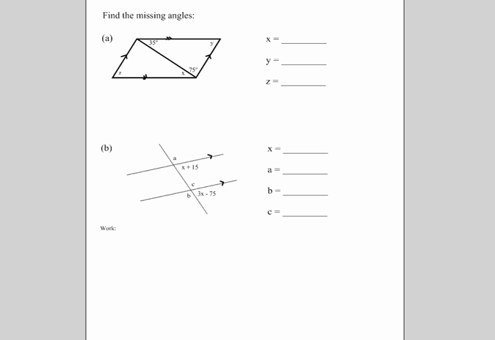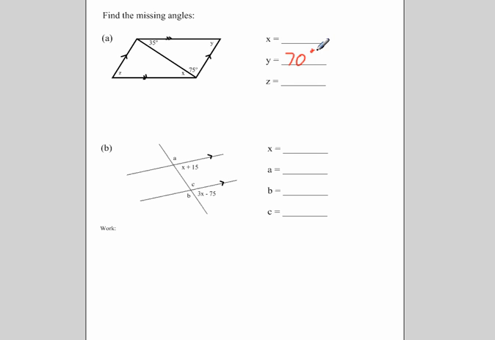One of the first things that I would do is say, okay, this shape right here is a triangle. So I know that the angles in a triangle add up to 180 degrees. So I'm going to do 35 plus 75. I'm going to get 110. And then I'm going to subtract from 180, and I'm going to get 70 degrees. And so then I know that y is 70 degrees.